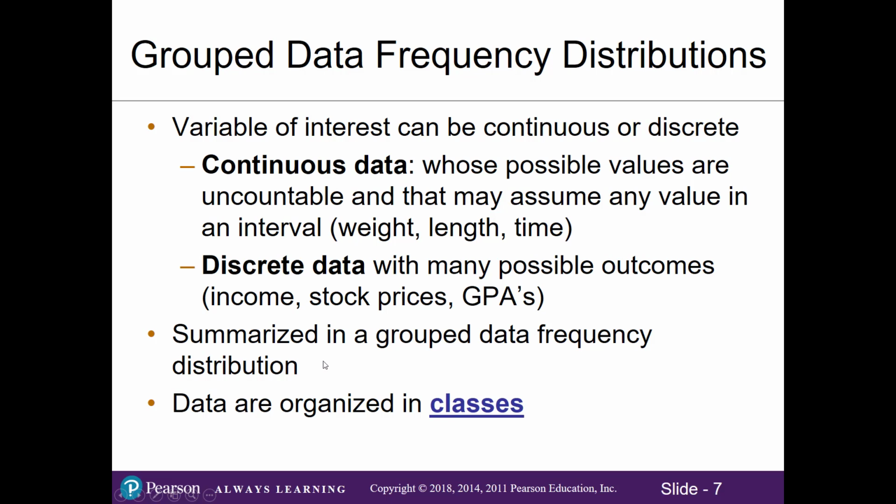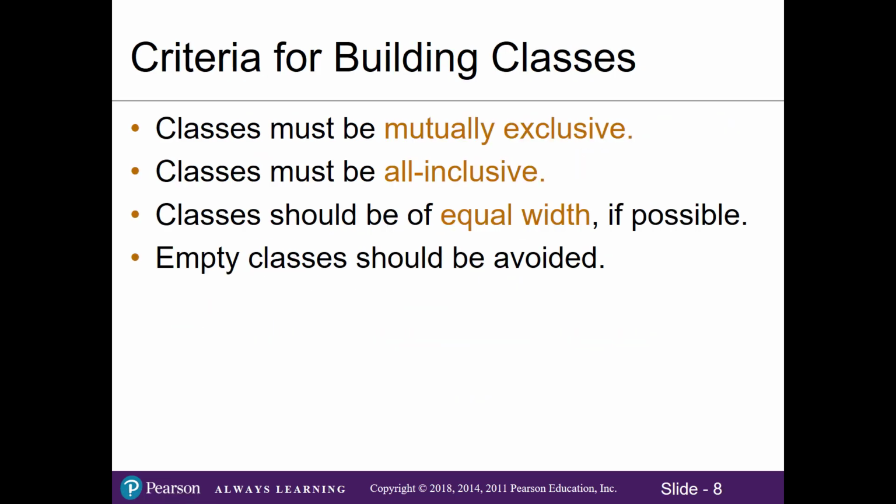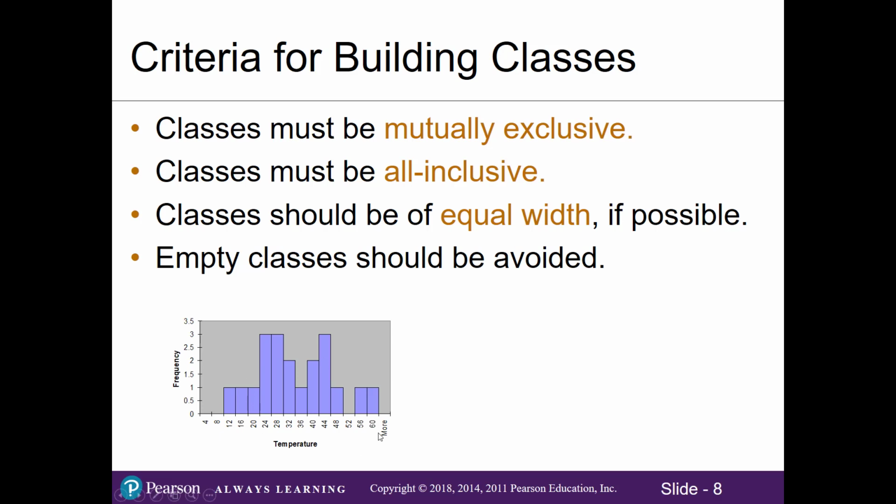To work with large data sets, we want to group them into something more manageable, and they're known as classes. To build classes, you have to make sure that they're mutually exclusive in that they do not overlap. They should also be all-inclusive so that our set of classes contains all possible data values. Nothing gets left out. Classes should also be of equal width or distance, so the shape of the bars that we will see are even, and there should be no empty classes. So for instance, here we have a distribution of temperature, and it's actually too many classes.